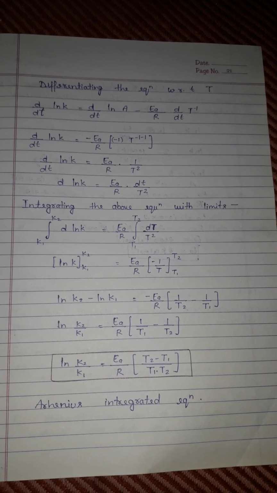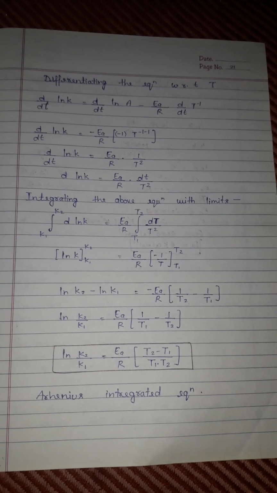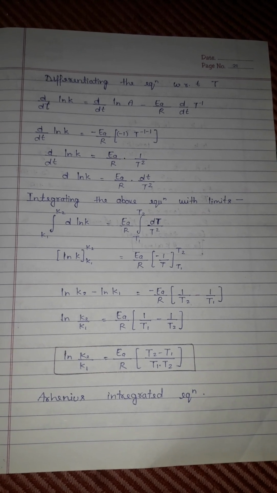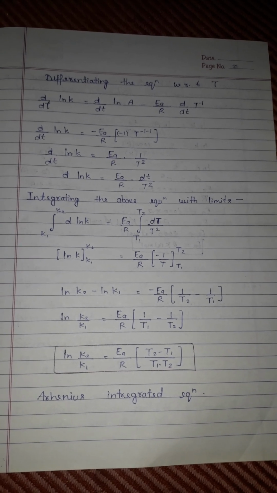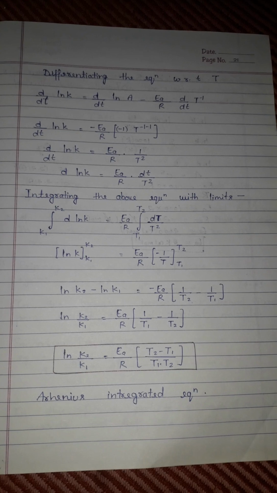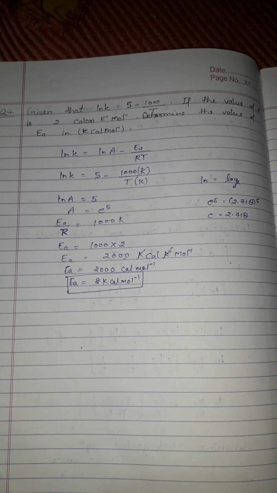Integrating this equation with limits K1 to K2 and T1 to T2, finally we get ln K2 upon K1 is equal to Ea upon R into T2 minus T1 upon T1 into T2. This is the Arrhenius integrated equation.